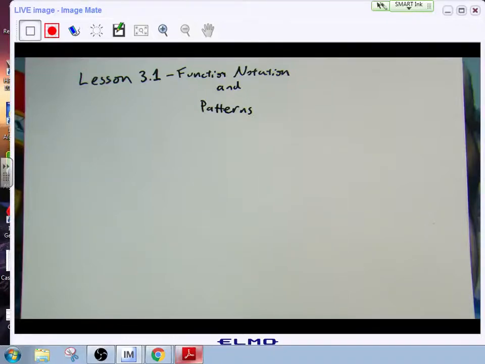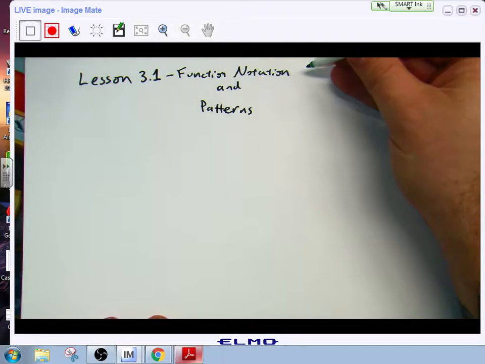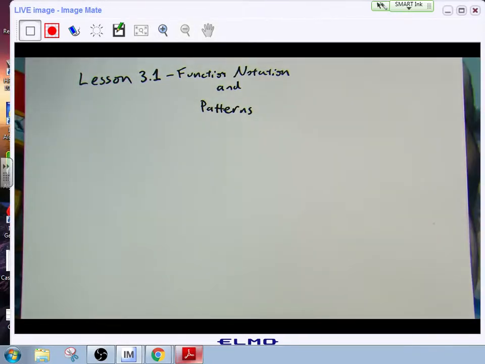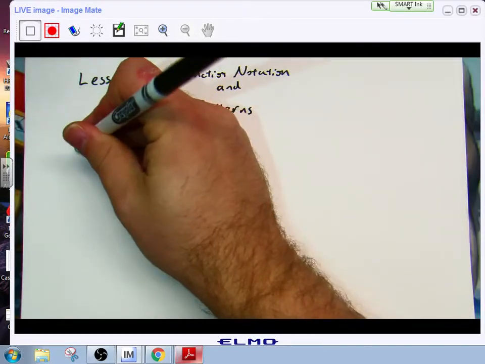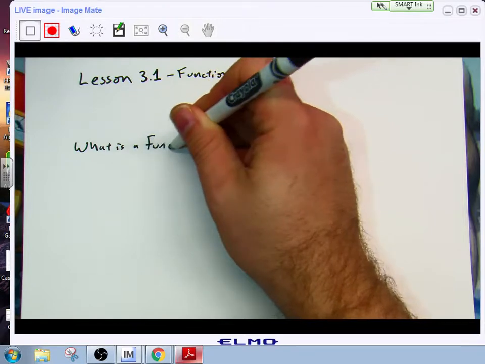Our lesson today is 3.1, the beginning of our new unit. We're going to be talking about function notation and patterns. There's a couple different things I want to talk about. The first thing I want to talk about is: what is a function?